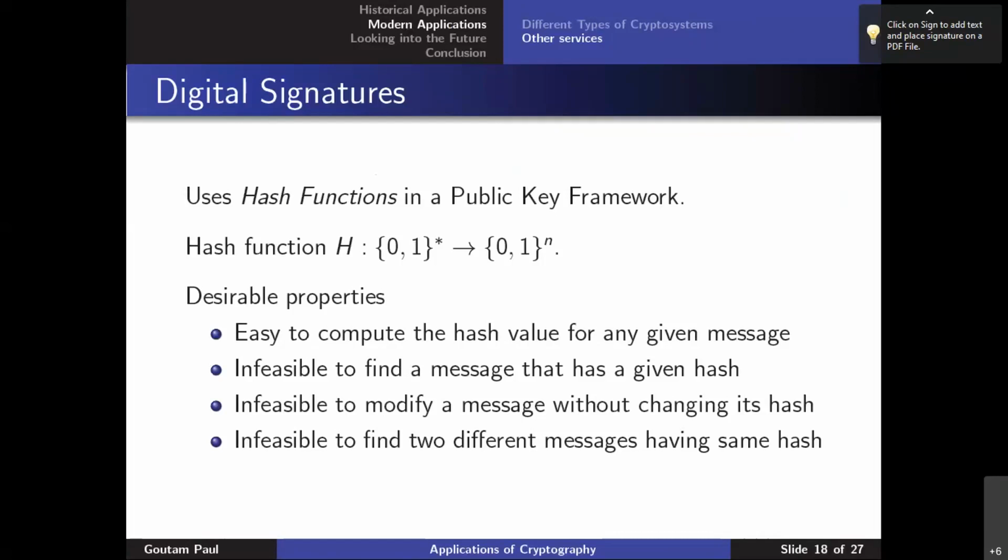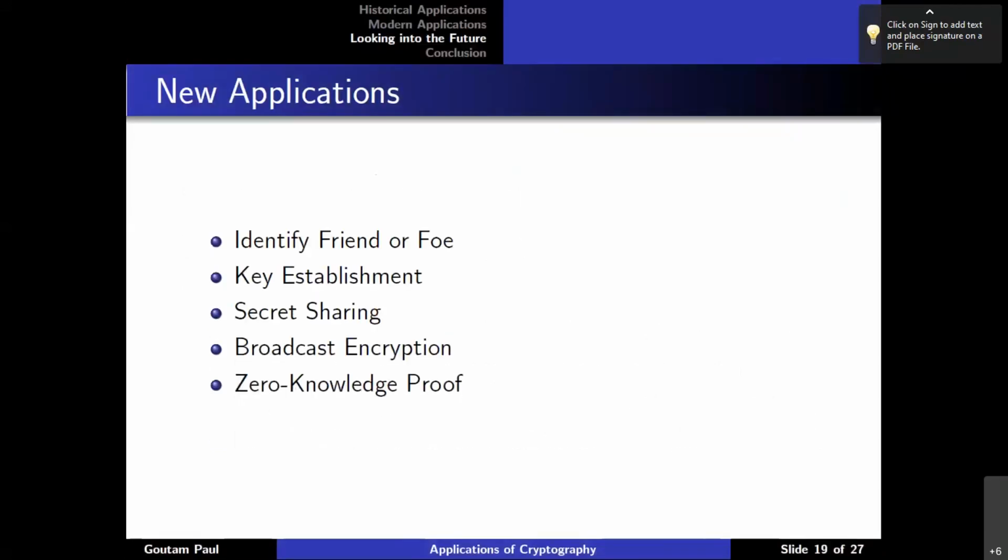And a hash function should have some desirable properties. It should be easy to compute. It should not be feasible to find a message mapping to a given hash. It should not be feasible to modify a message without changing its hash. And it should not be feasible to find two messages with the same hash. That is called a hash collision. Otherwise, forging will happen. If two messages have the same hash, then it will be a forgery.